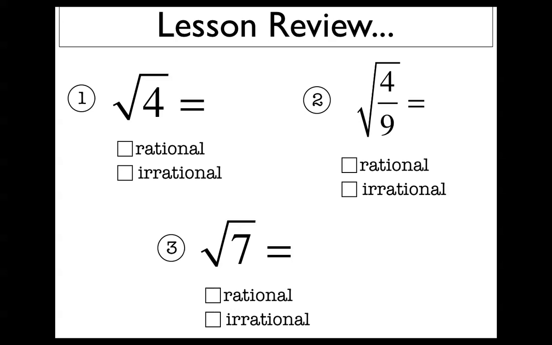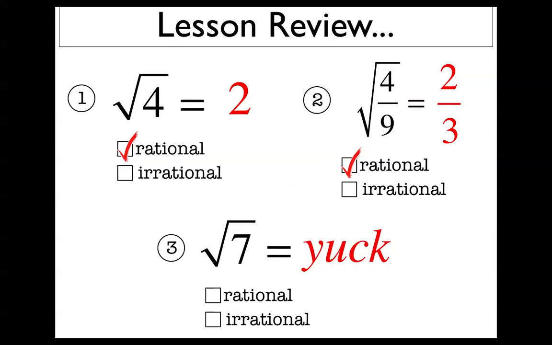So let's check. The square root of 4 is 2. Is that rational or irrational? That's rational. The square root of 4/9. Well, the square root of 4 is 2, and the square root of 9 is 3, so that could be like 2 over 3. That's perfectly rational. It's a ratio. It's a fraction. It's a rational number. But the square root of 7, yuck. That just comes out to some weird decimal. We don't know what it is, but we definitely know that it is an irrational number.